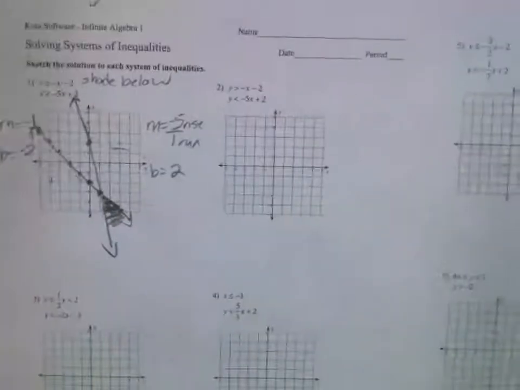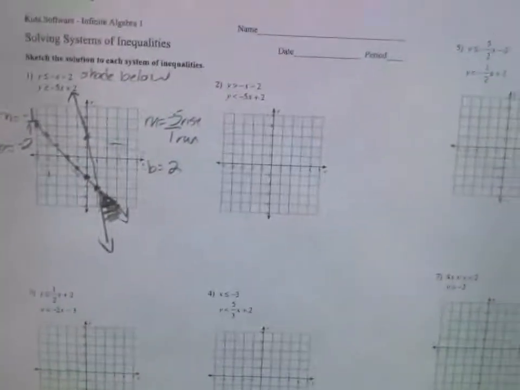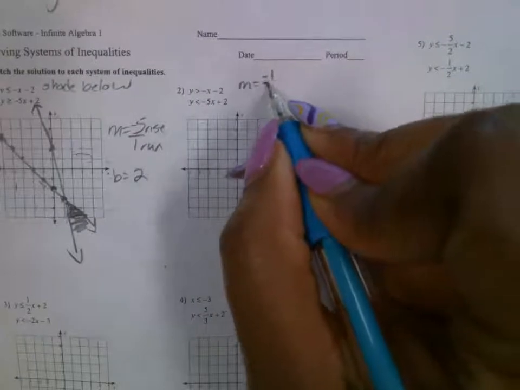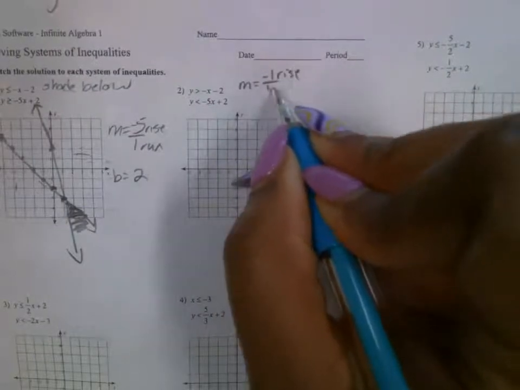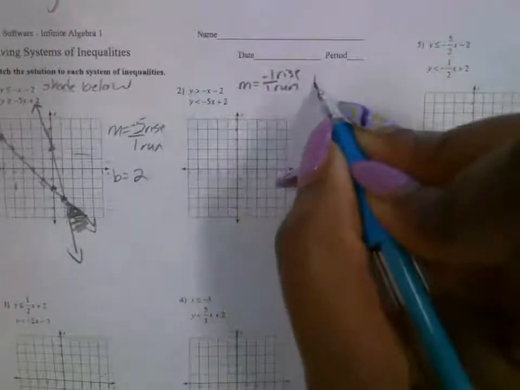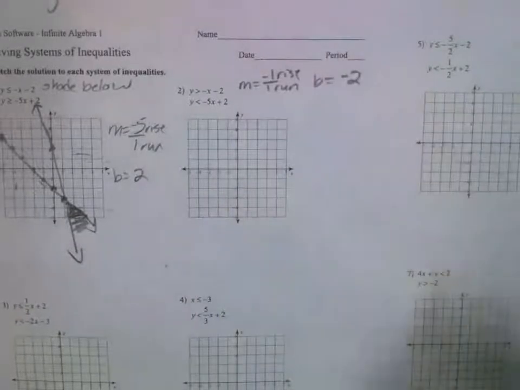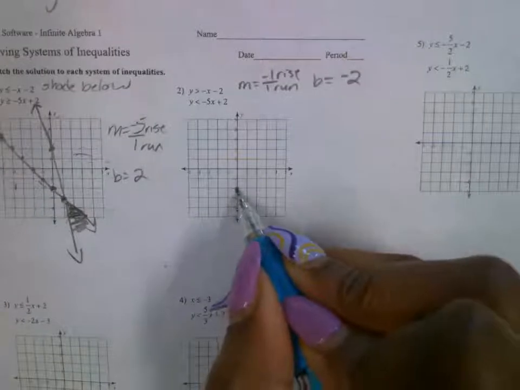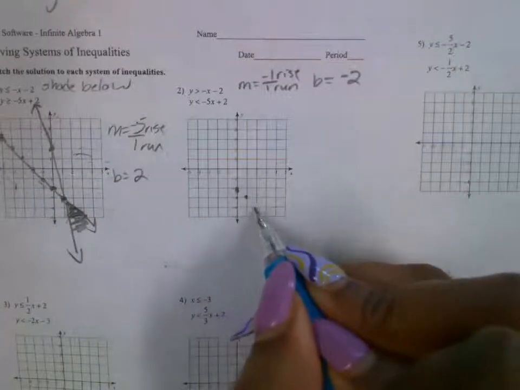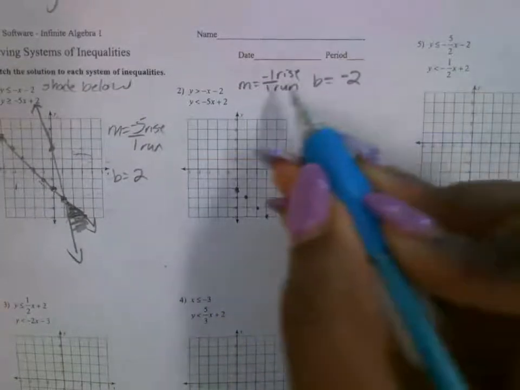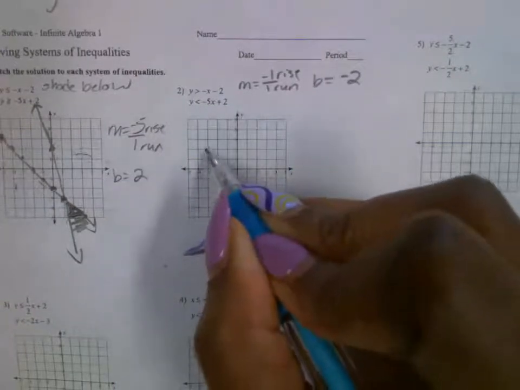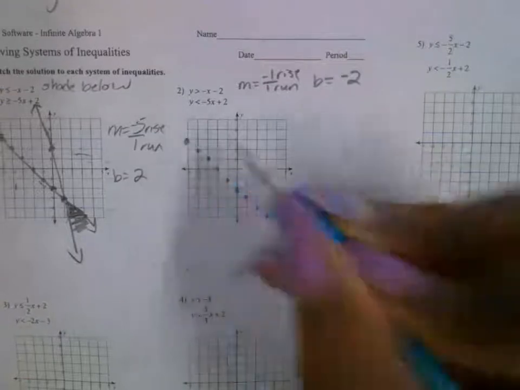Okay? All right, so let's look at number 2. I'm going to graph them both. The first one, your m is negative 1 over 1. This is rise, this is run. Your b is negative 2. So we're going to find negative 2 on the y-axis. And we're going to go down 1 to the right 1. Down 1, right 1. Down 1, right 1. Points in the opposite direction, up 1, left 1, and so on.